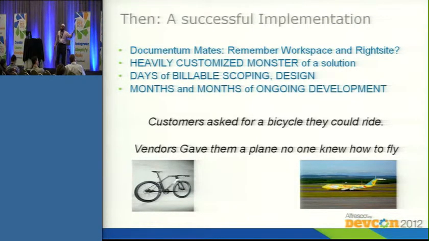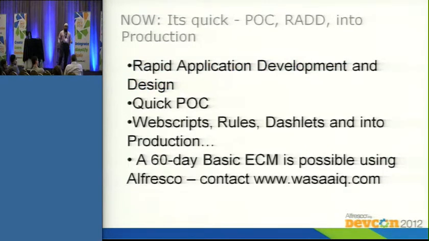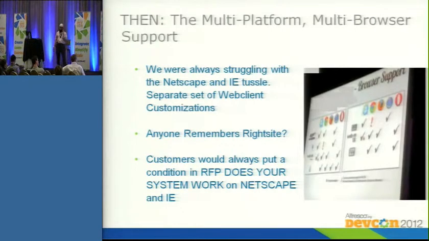So a successful implementation was something that a customer used to ask for, and you end up giving projects and solutions that they would never, ever end up using. And I've seen solutions being parked and not being used by users. But it's not like that these days. If you use web scripts, if you use dashlets, and if you keep it simple, you can really get an Alfresco up and running within 60 days. If you want that, just let me do that for you.